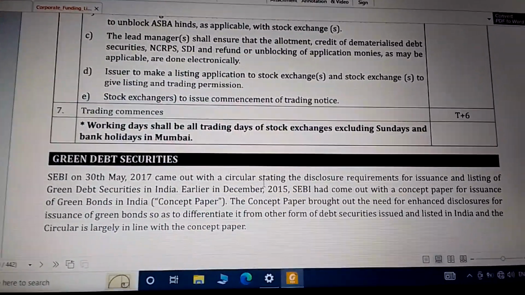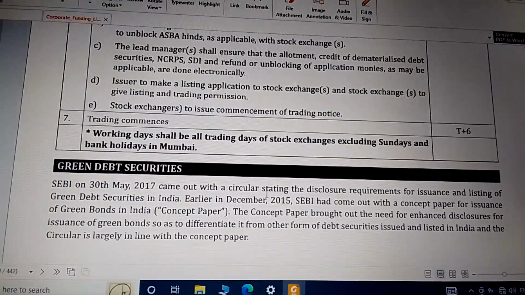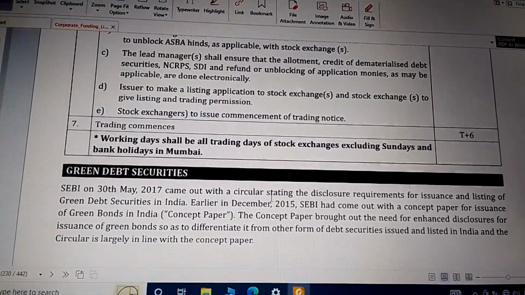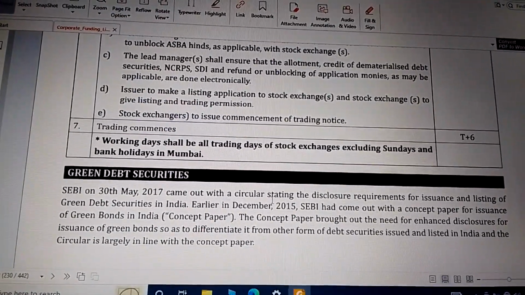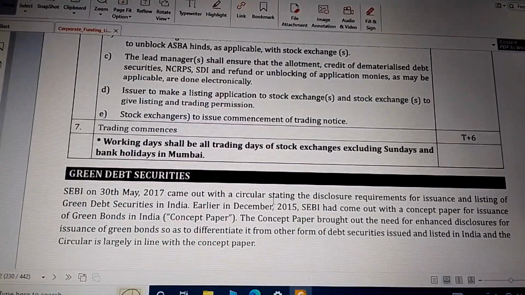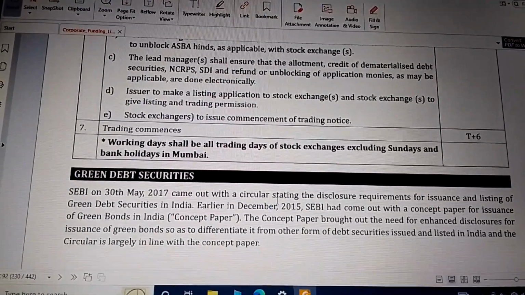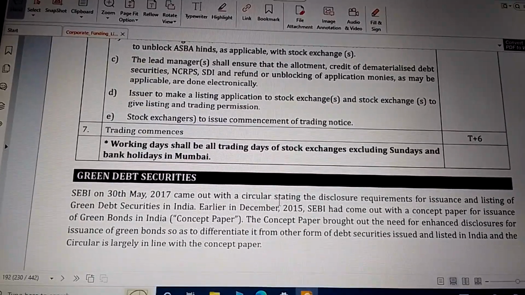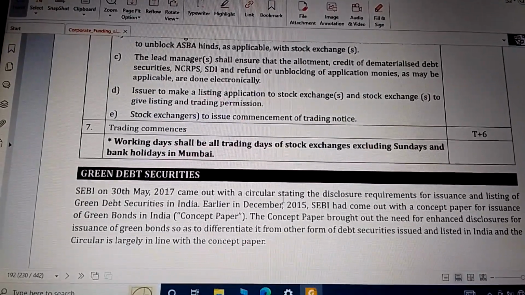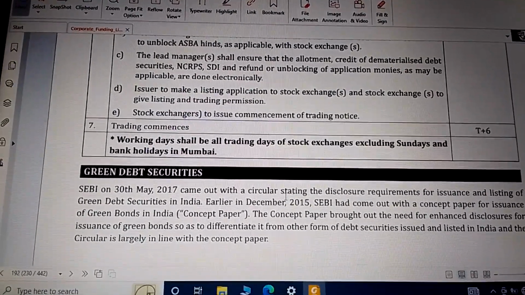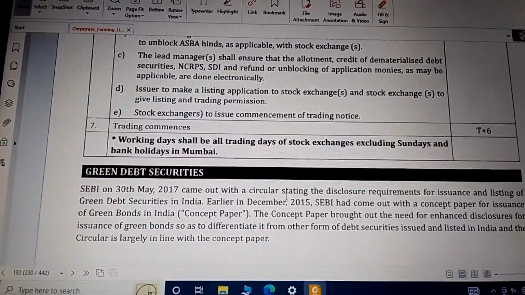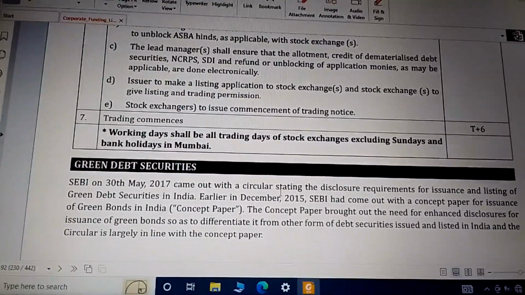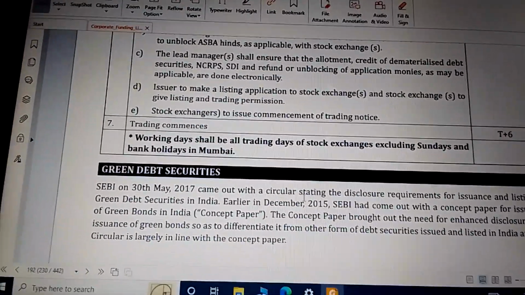Now, green debt securities. What are green debt securities? SEBI on 30th May 2017 came out with a circular stating the disclosure requirements for the issuance and listing of the green debt securities in India. Earlier, in December 2015, SEBI came out with the concept paper on the issuance of the green bonds in India. The concept paper brought out the need for the enhanced disclosures for the issuance of the green bonds so as to differentiate it from the other forms of the debt securities issued and listed in India, and the circular is largely in line with the concept paper.